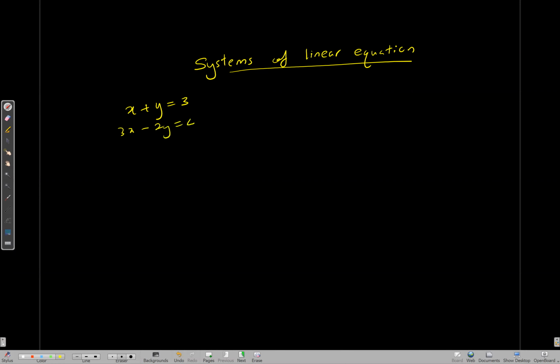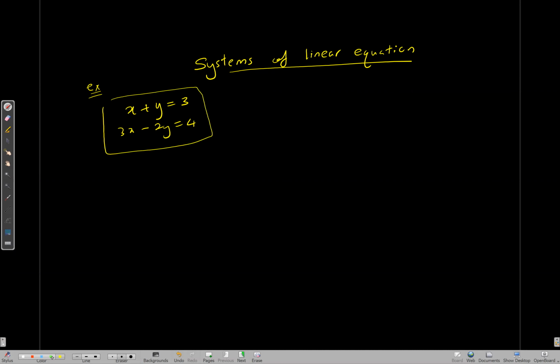Today we are going to talk about systems of linear equations. As the name sounds, now more than one equation. In this one, let's say you have x plus y equals 3 and let's say 3x minus 2y equals 4. Now this is a simple example. So we are going to talk about things like that.